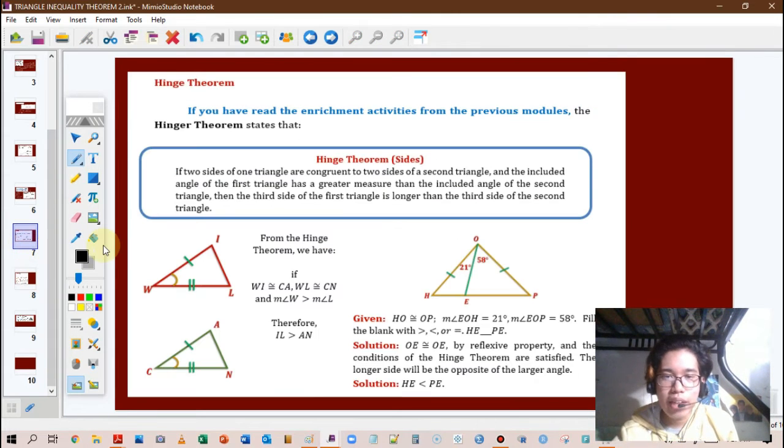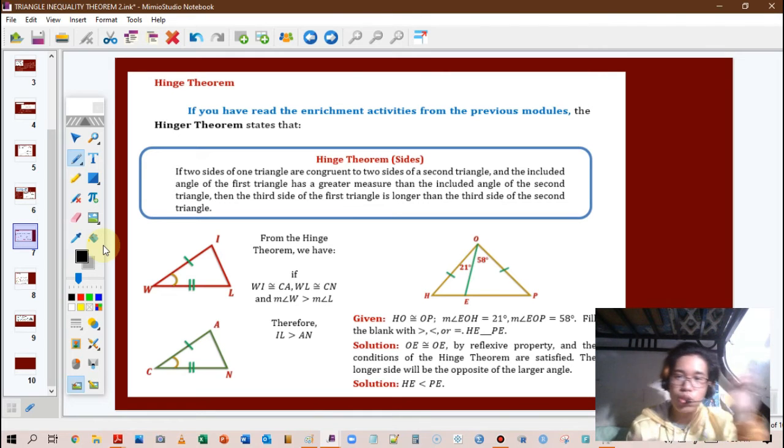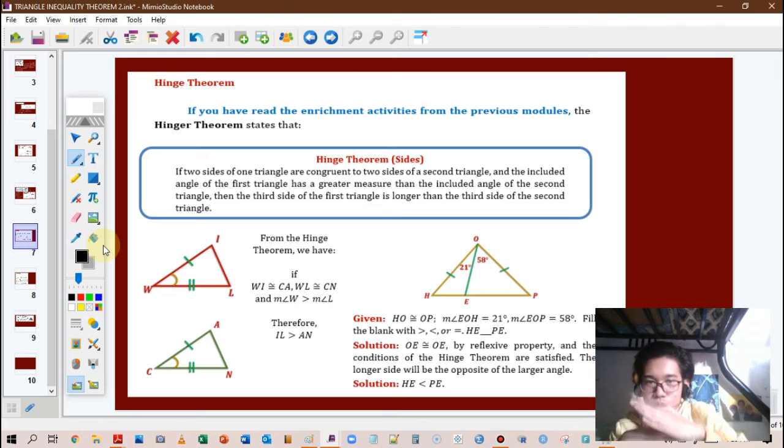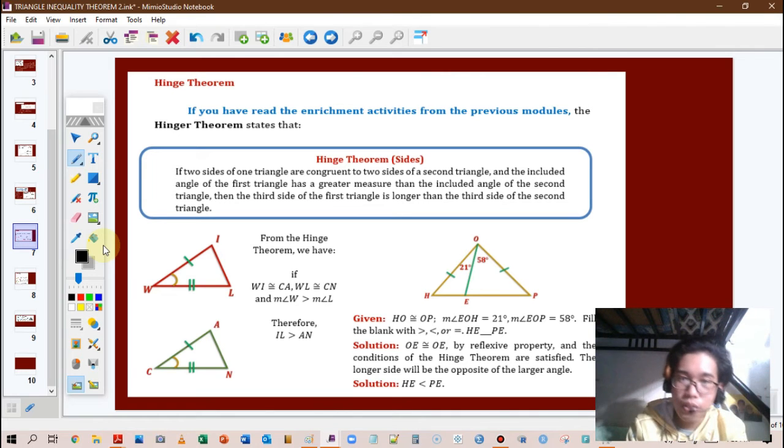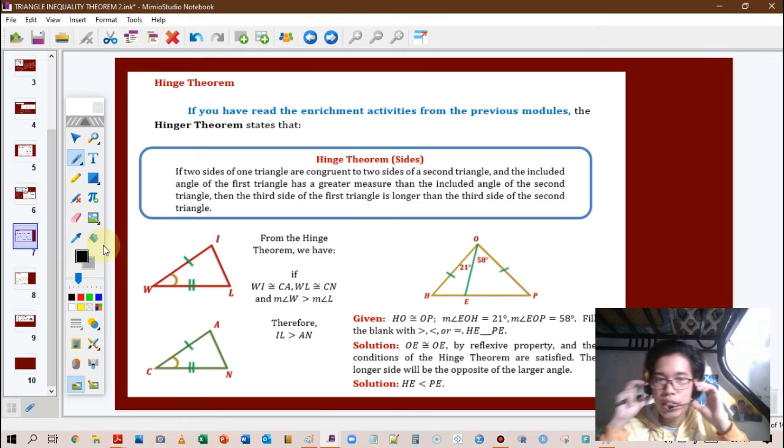And then we have the Hinge theorem. We've already seen the Hinge theorem work from the GeoGebra example that we have. But formally stated, the Hinge theorem says that if two sides of one triangle are congruent to two sides of a second triangle, and the included angle of the first triangle has a greater measure than the included angle of the second triangle, then the third side of the first triangle should be longer than the third side of the second triangle.